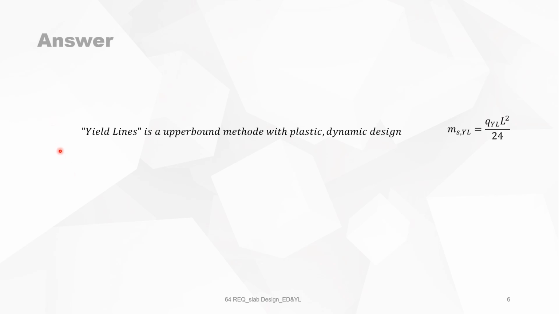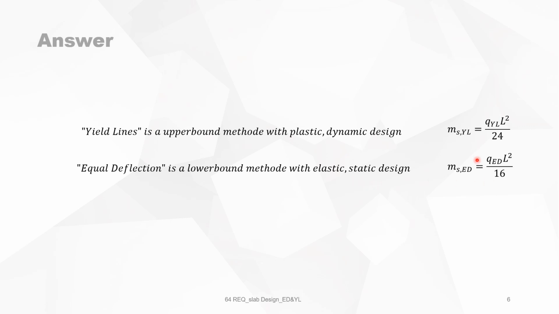So yield lines is an upper bound method with a plastic dynamic design. It's dynamic and it's a plastic design. And the bending moment is then given by QL squared over 24. The equal deflection method is a lower bound method with an elastic design and a static design. And the maximum bending moment is QL squared over 16. So it's the same slab loaded with the same load, but you have a different maximum bending moment. And this is because yield lines is upper bound and equal deflection is lower bound, or yield line is plastic analysis and equal deflection is an elastic analysis.